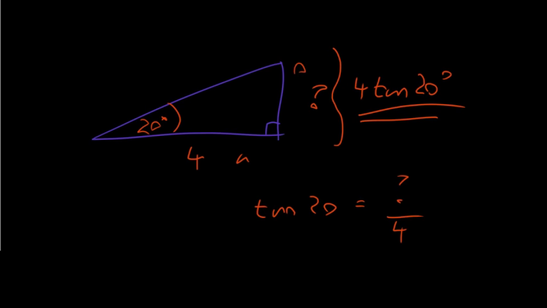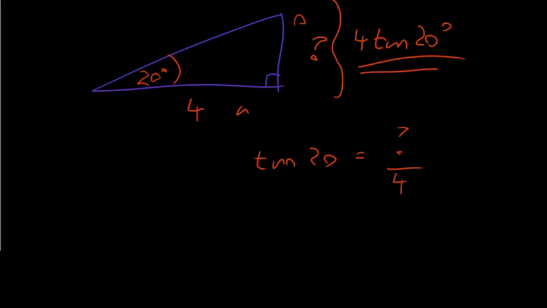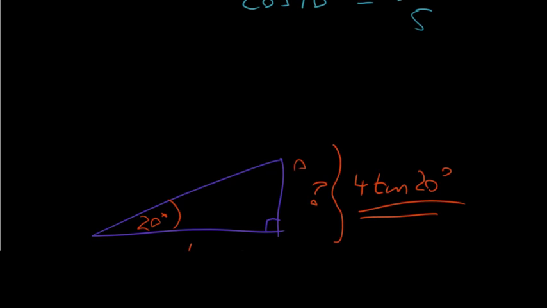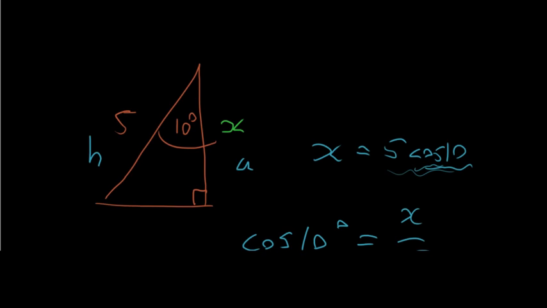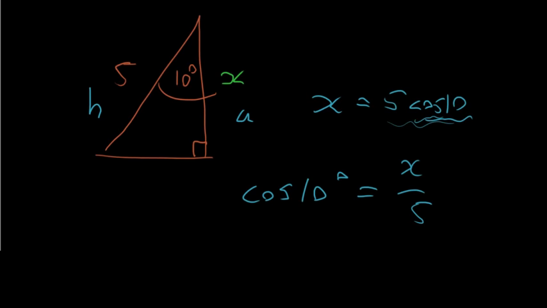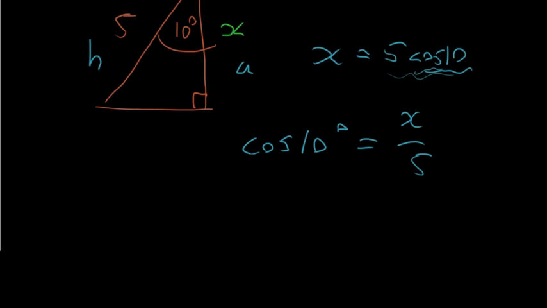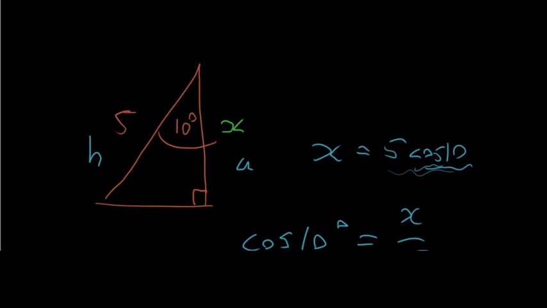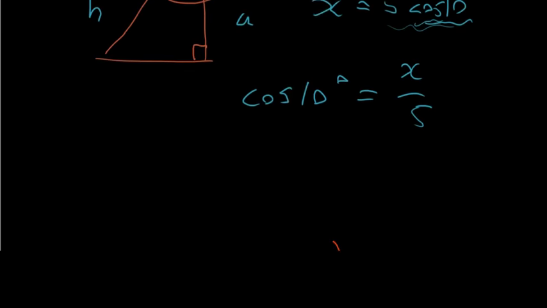Okay, I hope that's clear, how to use sine, cos, and tan to find various sides in a right angle triangle. The next thing we're going to talk about is actually using them to find the angle. But before I do that, you need to know how to invert the function. So in the next video, we'll talk about the inverse functions of sine and cosine and tan.